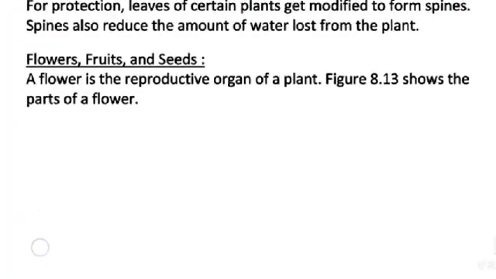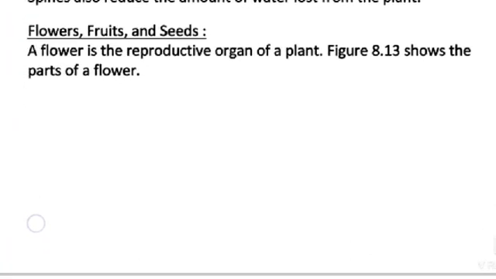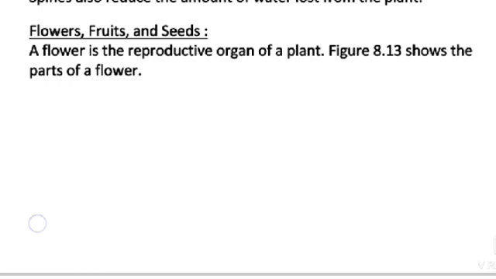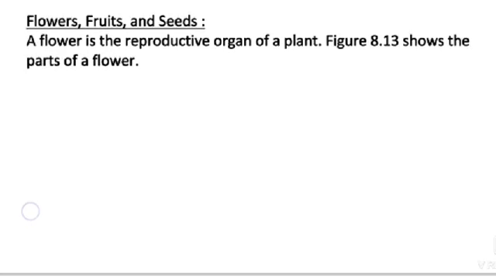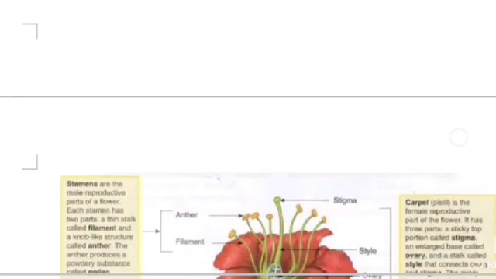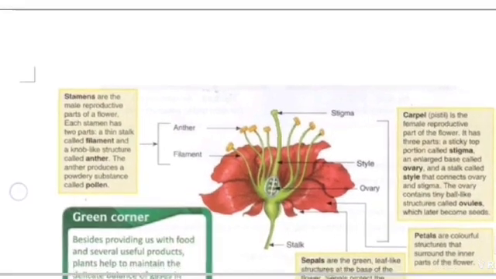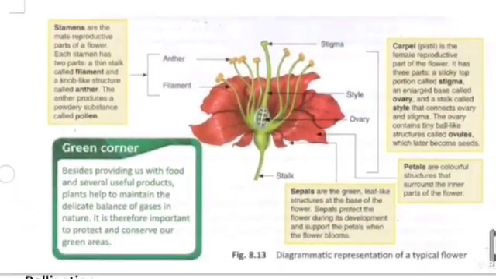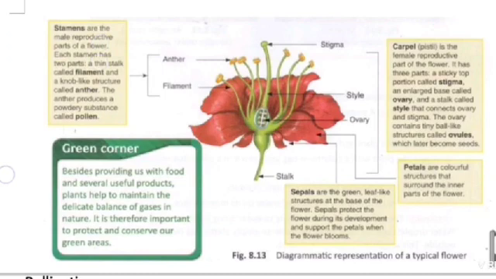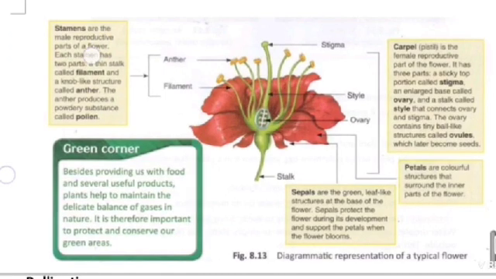Flowers, fruit and seed. A flower is the reproductive organ of a plant. Show the parts of a flower. See the figure, a diagrammatic representation of a typical flower. Stamens are the male reproductive part of the flower. Each stamen has two parts, a thin stalk called the filament and a knob-like structure called the anther. The anther produces a powdery substance called pollen.